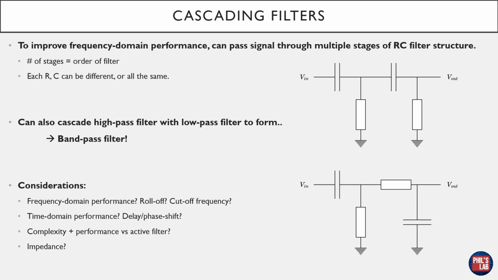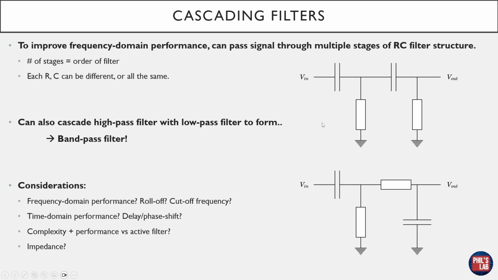We can, of course, also, as with low-pass filters, cascade stages. This might be to improve the frequency domain performance because we can pass the signal through multiple stages of the RC filter structure, and the number of stages is effectively the order of the filter, and we can vary, of course, the R's and C's within these parts of this cascaded filter. Now, the returns aren't that great for passive filters, and you probably might be better off starting to use active filters such as VCVS, Sallen-Key, and so on.